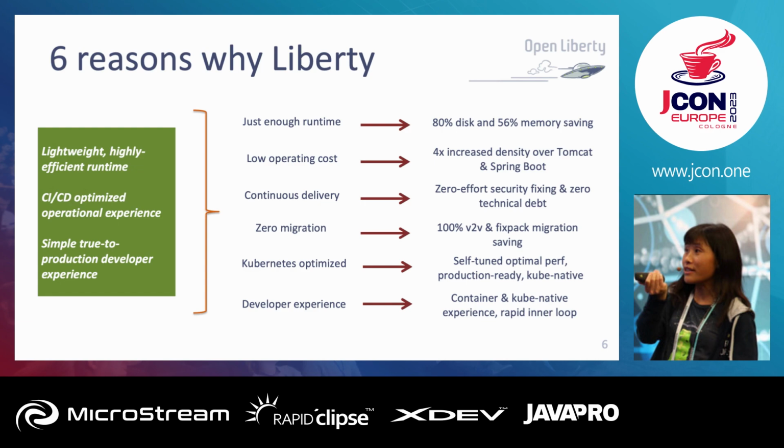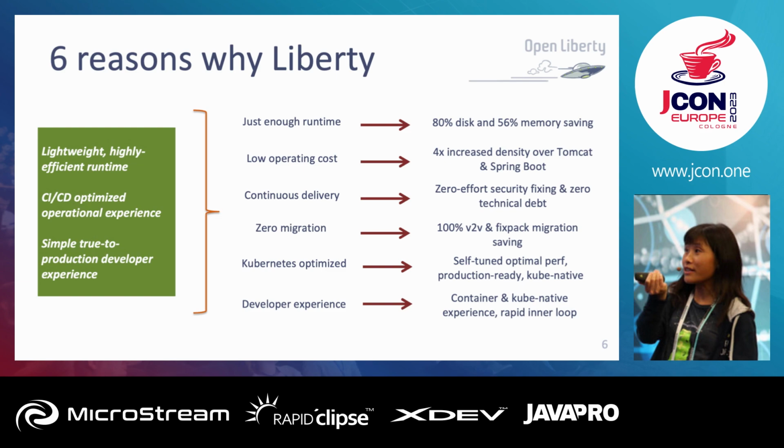First, just enough runtime. Liberty is very composable. It has a lot of building blocks, so you can configure them. It will only give you enough runtime to run your application. And also, it's very low operating cost. Even if you are running Spring Boot, you can deploy Spring Boot to Open Liberty instead of to Tomcat. You can get a huge performance boost. And also continuous delivery. For Open Liberty, every 4 weeks we have a release. It's basically the security fixes plus other performance improvements, etc.